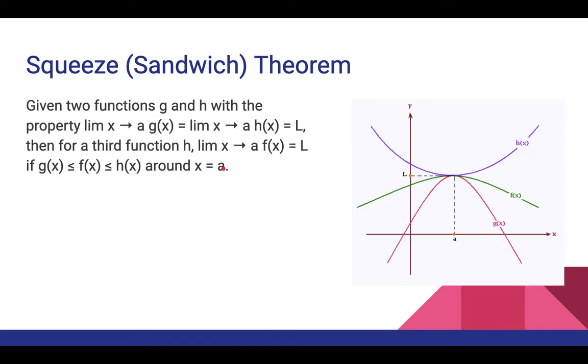Lastly, we get to the squeeze theorem, where we're given two functions g and h with the property that the limits of h and g as x approaches a are the same, let's call it L, and we have a function f that's between g and h around x equals a. Then f is going to be squeezed and forced by h and g to have the same limit as h and g as x approaches a. Put more succinctly, if f is between g and h around x equals a, and g and h both have the same limit at x equals a, then the limit of f as x approaches a is equal to the limit of g and h as x approaches a.